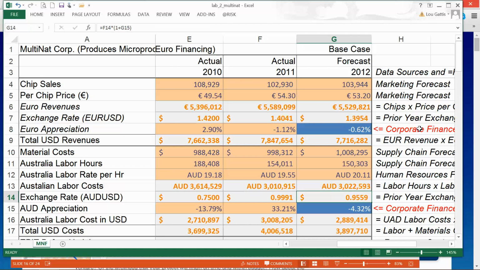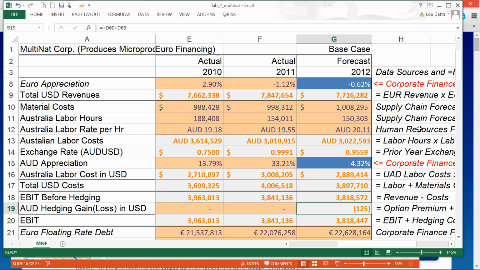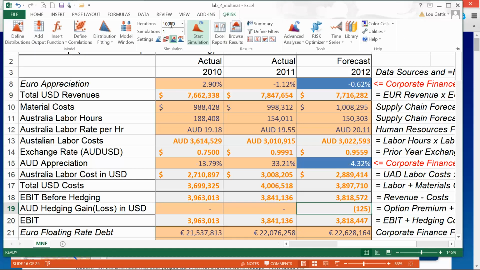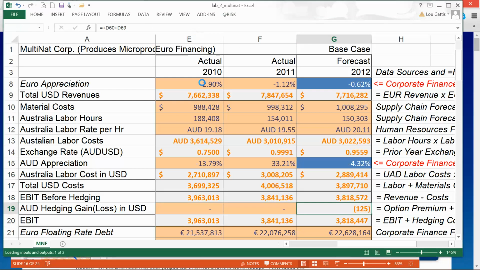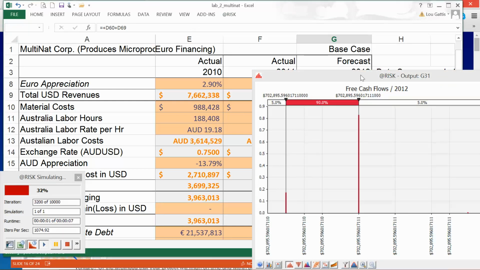Okay, so now what's going to happen is when I rerun @RISK, it's going to generate 10,000 Aussie appreciations. So this number then is going to update 10,000 times. Every time there's a new appreciation of the Aussie, I'm going to get a payoff right here on my forward contract. Now right now there's a small amount just due to some rounding. Well, now when I go to @RISK and run my simulation, so 10,000, start simulation, I see that the hedging gains and losses show up.